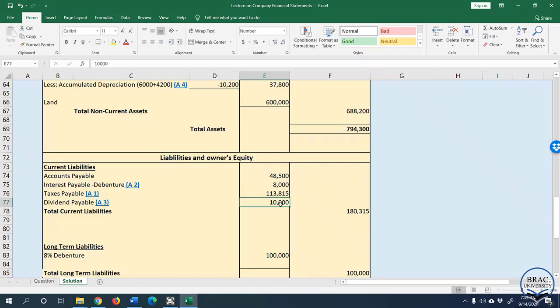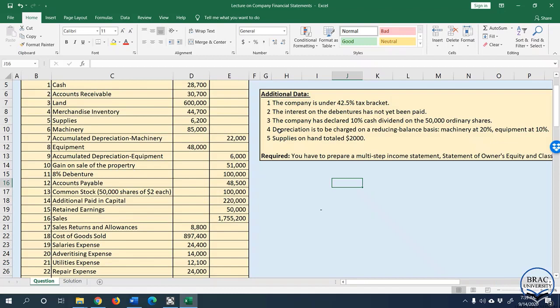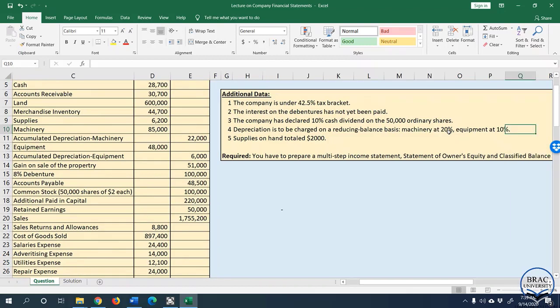Great. And the number 4 transaction, or additional information, we got is that this company has to charge depreciation on a reducing balance method. This you have learned from chapter 10, right? Reducing balance method, declining balance method, and double declining method are all the same. They have already given you the percentage at which you will charge the depreciation on your assets. So for the machinery, you will charge the depreciation at 20%, and for the equipment, you will charge the depreciation at 10%.